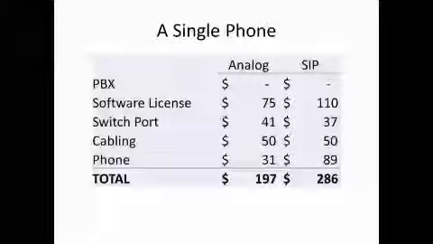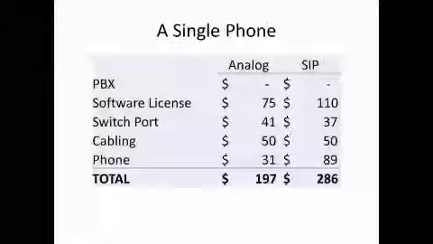manufacturer's list price. The switch port here of $41 for analog is a standard card divided by the number of ports on that card. For the SIP side, it's that PoE switch, which typically has 8 or 16 PoE ports on it, so the cost of that switch divided by the number of ports. Cabling, we're going to say, is the same in both cases, when in reality it's a little bit more expensive to cable for SIP than it is for analog if you're starting from scratch and you're doing it on purpose.